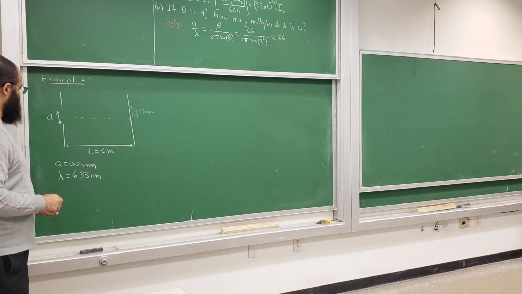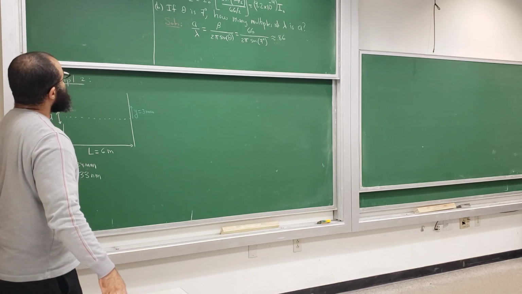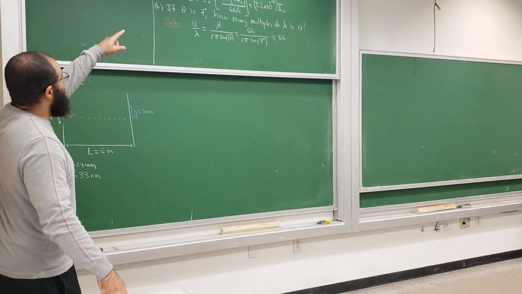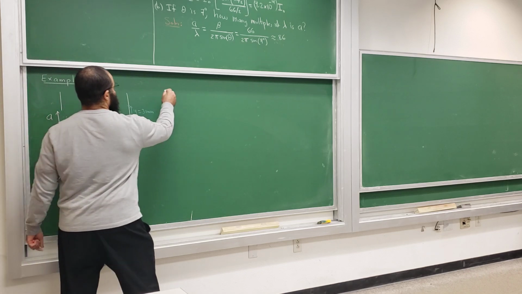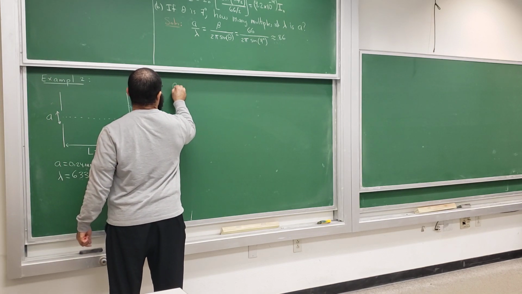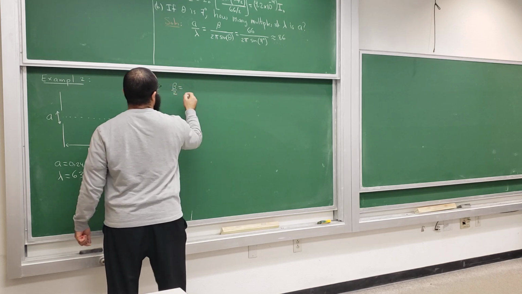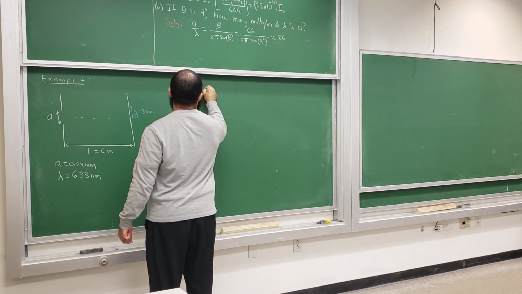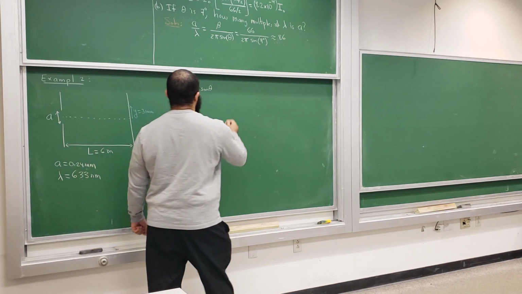How would we do this? We have the intensity formula. Find the angle, find beta, and then plug it in. So we have the following. Beta over 2 is equal to pi a over lambda times the sine of theta, right?